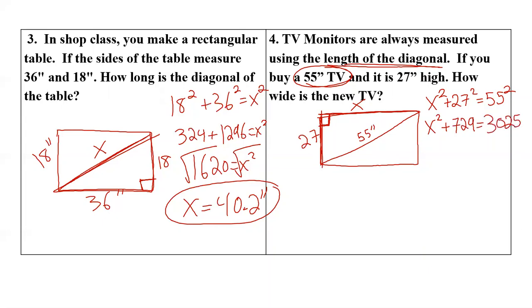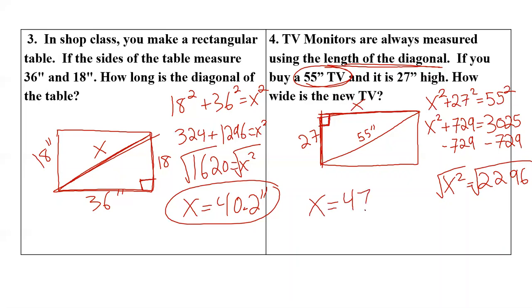So X squared plus 27 squared, which is 729, equals 55 squared, which is 3025. Subtract 729 from both sides. X squared equals 2296. Take the square root of both sides. And X equals, if you want to be exact, 47.9 inches.